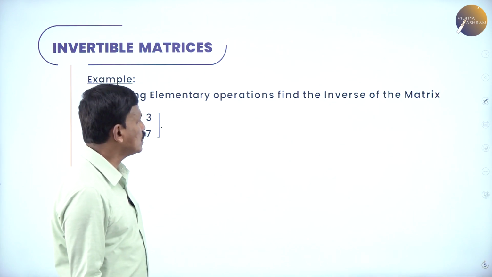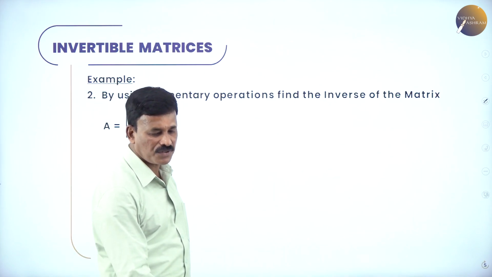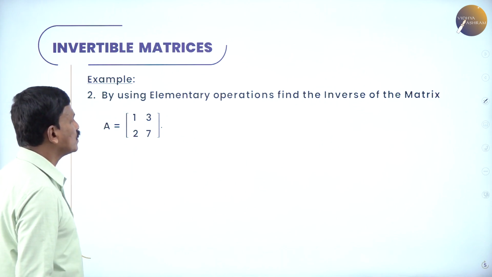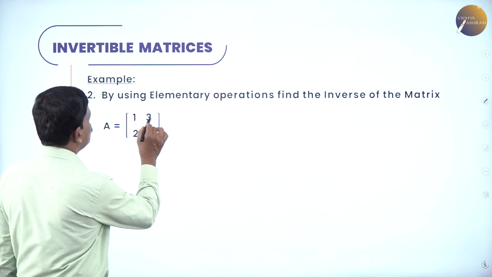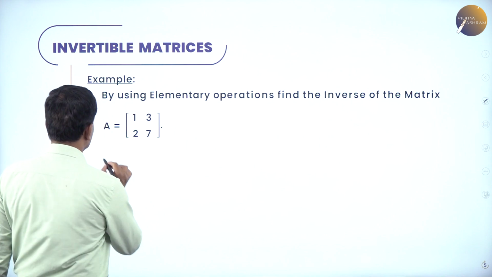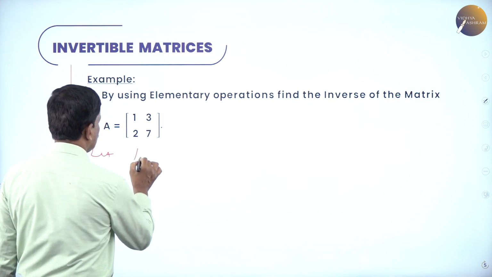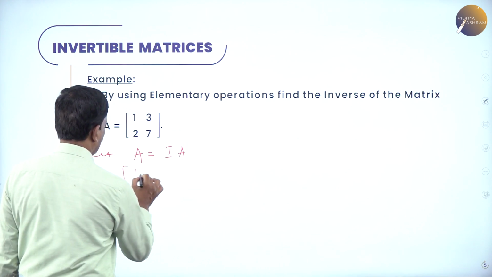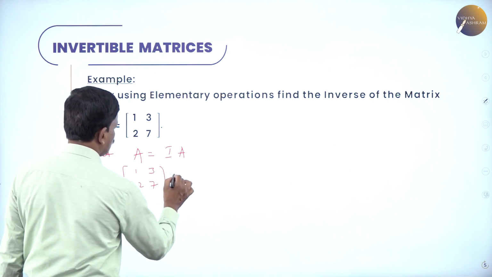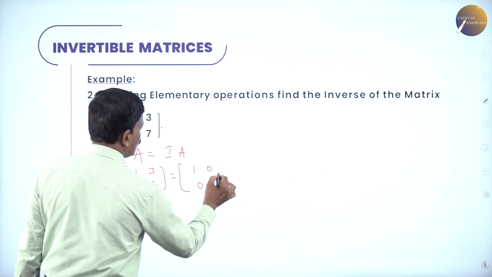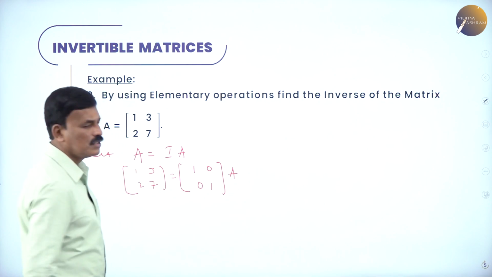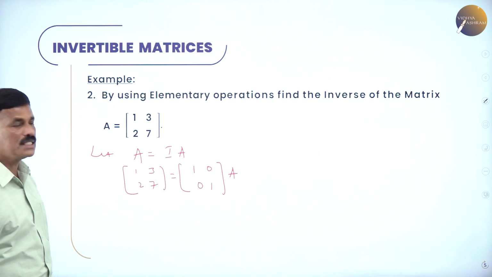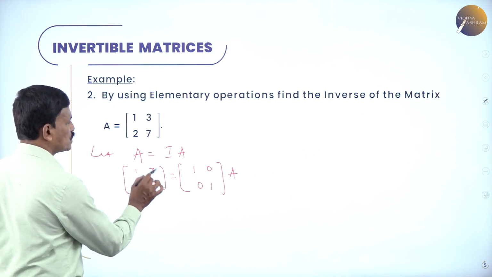Now let us take a similar problem. One more problem I will explain so that it is very easy for you to solve. So by using elementary operations, find the inverse of the matrix A is equal to 1, 3, 2, 7. Now we know the property: A is equal to I into A. Now what is A? 1, 3, 2, 7 is equal to the identity matrix 1, 0, 0, 1 into A. Now the intention is to convert this 1, 3, 2, 7 into the identity matrix.